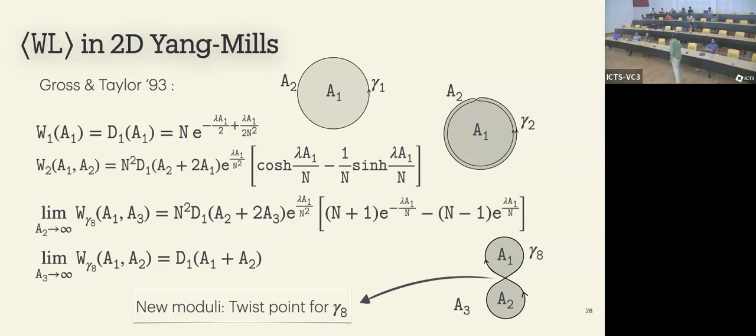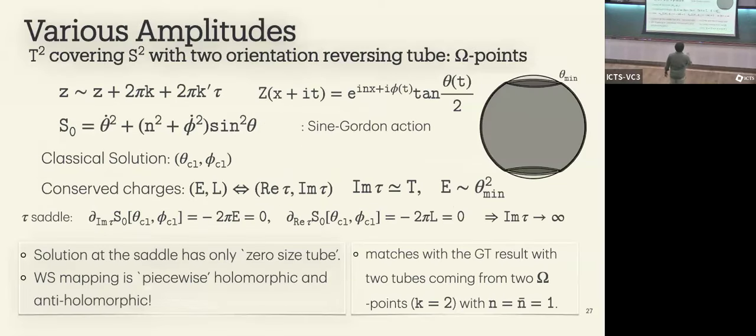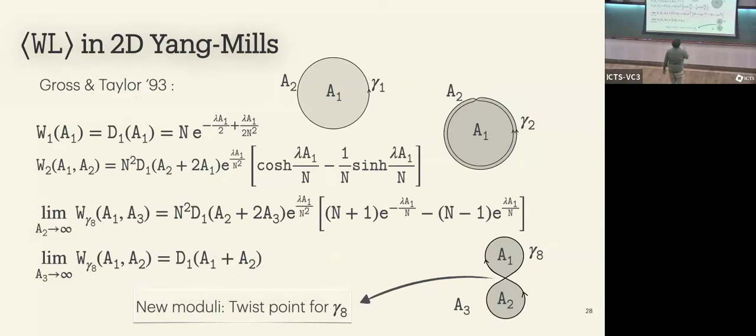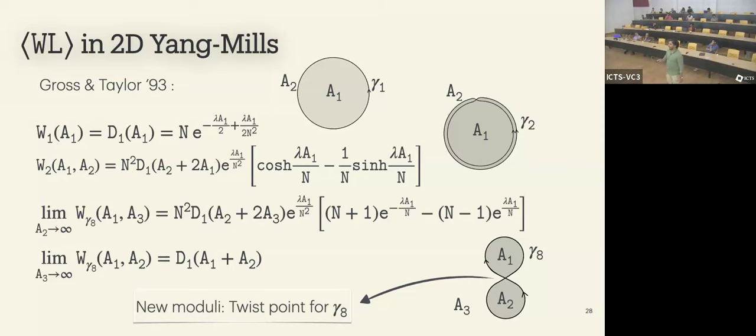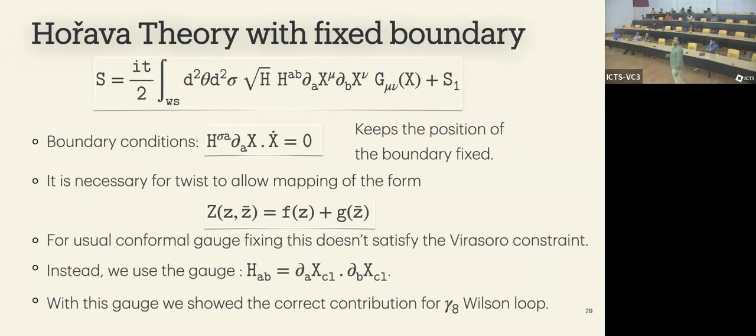Then, on one side, previously it was a completely holomorphic mapping. A single holomorphic sheet will cover this disk. But here, if you make this holomorphic, you have to make this anti-holomorphic. That's eventually what it will come out to be. And this is a new modulus coming up. It's not a modulus, it's a fixed point, but it's a twist point. Getting a correct answer for this twist point is important.